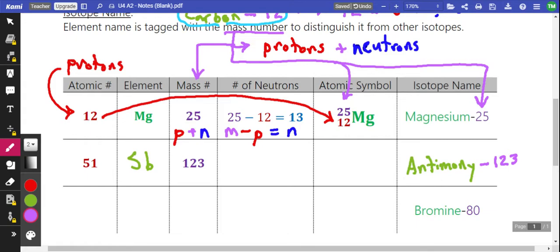Now I could also figure out the atomic symbol just with this. Sb, whoops.